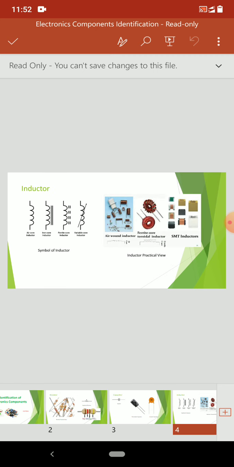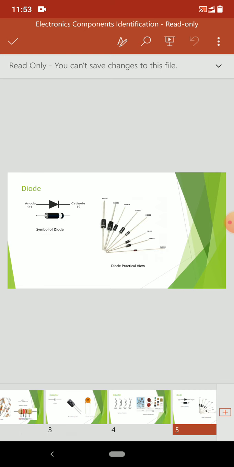This inductor is a passive electronic component which is capable of storing electrical energy in the form of magnetic energy. Unit of inductor is Henry. There are multiple types of inductors available: air core inductor, iron core inductor, ferrite core inductor, variable inductors, and so on. The practical view of inductors is shown in this page. That is air wound inductor, ferrite core inductor, and SMT inductor.